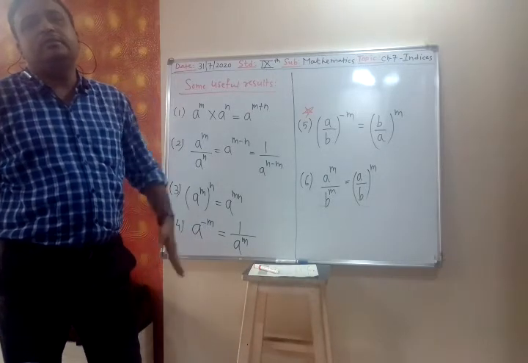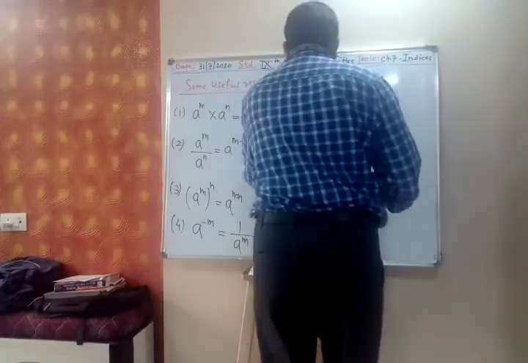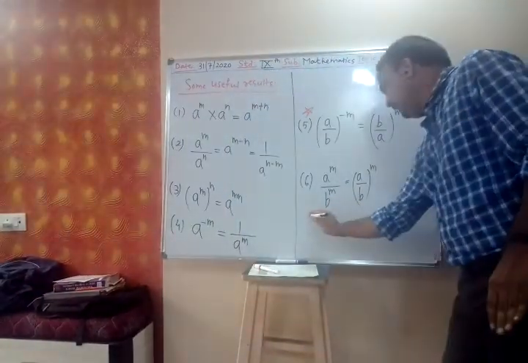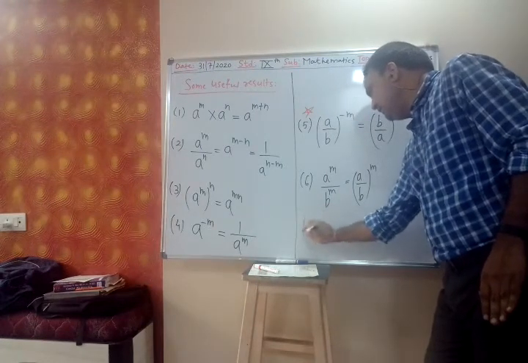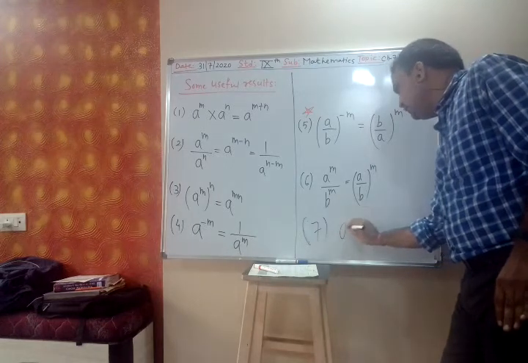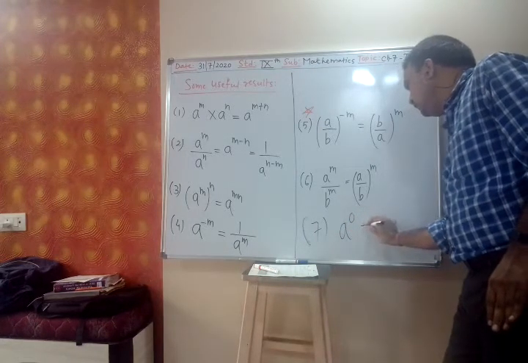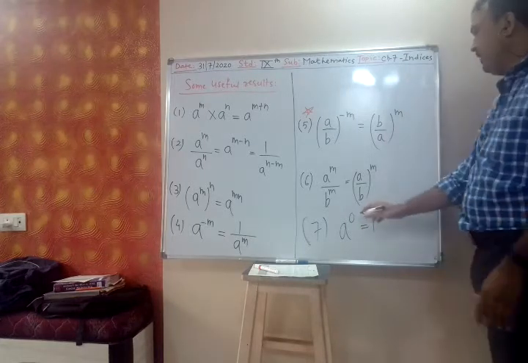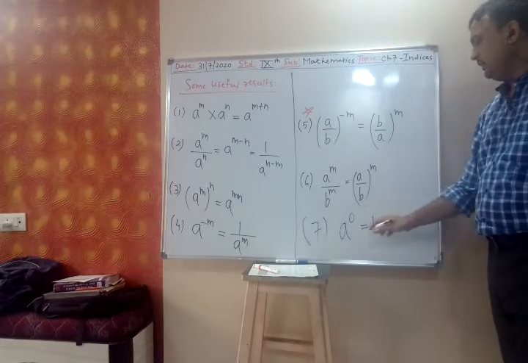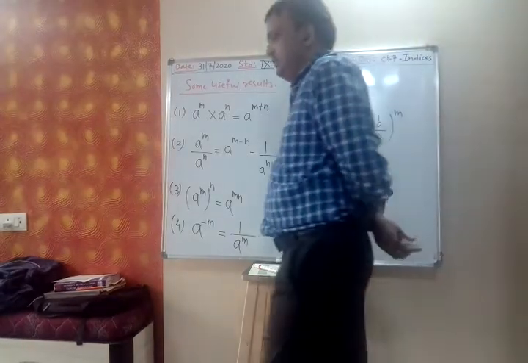Power can be 0 also. If the power is 0, the value is... Yes, you write, that is our 7th formula. A raised to 0, if the power is 0, A raised to 0 is 1. If the power is 0, the value of that is 1.